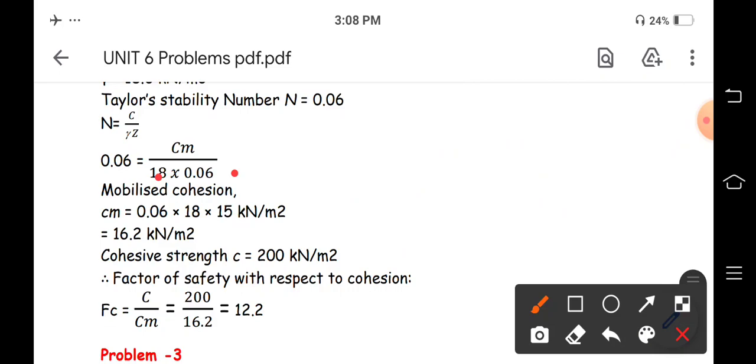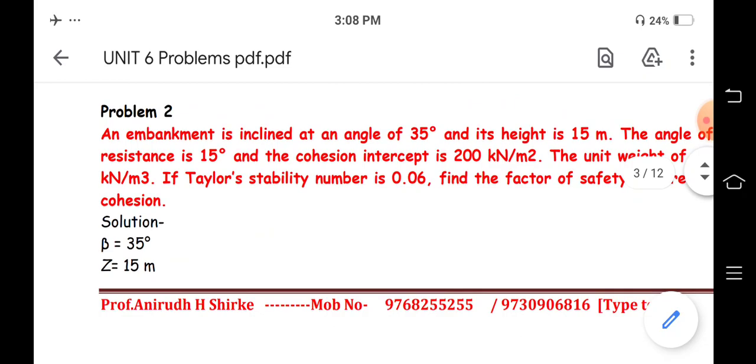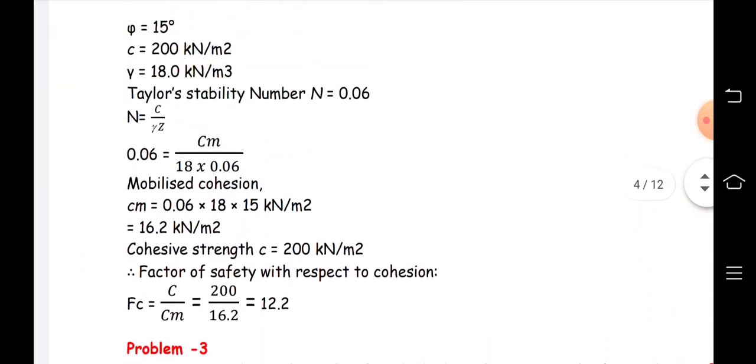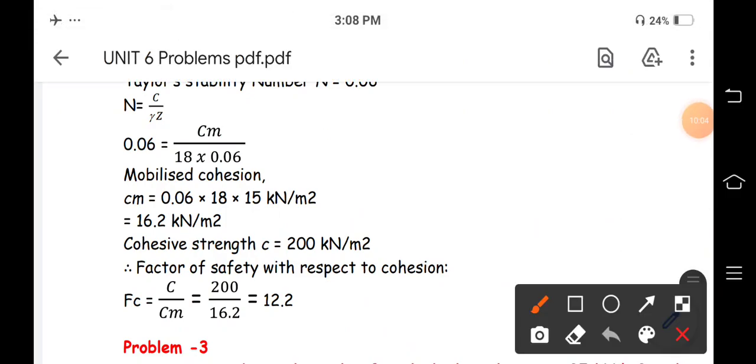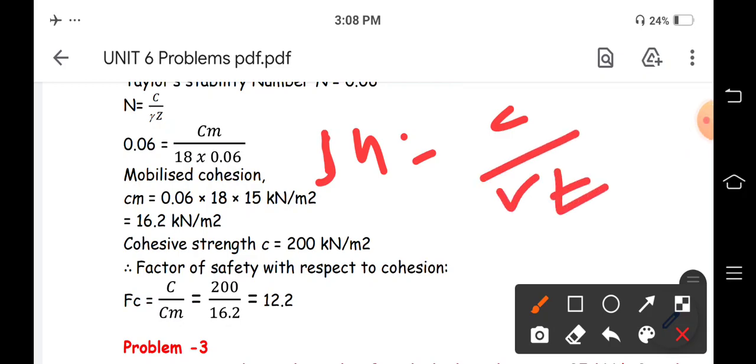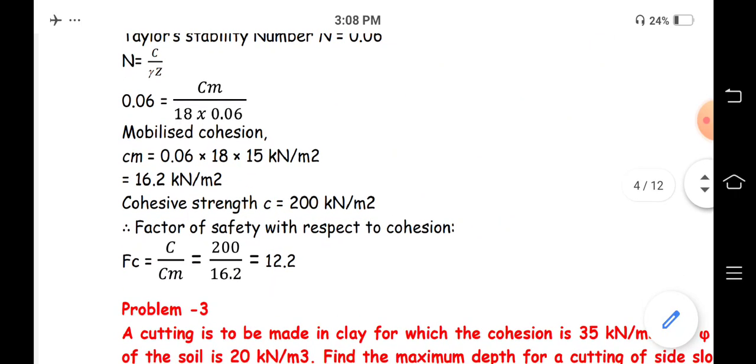हां, depth is what? Depth is 15, sorry, so here it is 15. कळलं काय, Sn equal to C upon gamma into Z. ओके, सो गॅमा किती आहे तुमचा, 18. Gamma is 18, Z is 15, Sn किती आहे तुमचा, 0.06. त्यानुसार तुमची व्हॅल्यू Cm येईल. तो Cm किती आला तुमचा, 16.2 किलोन्यूटन पर मीटर स्क्वेअर.